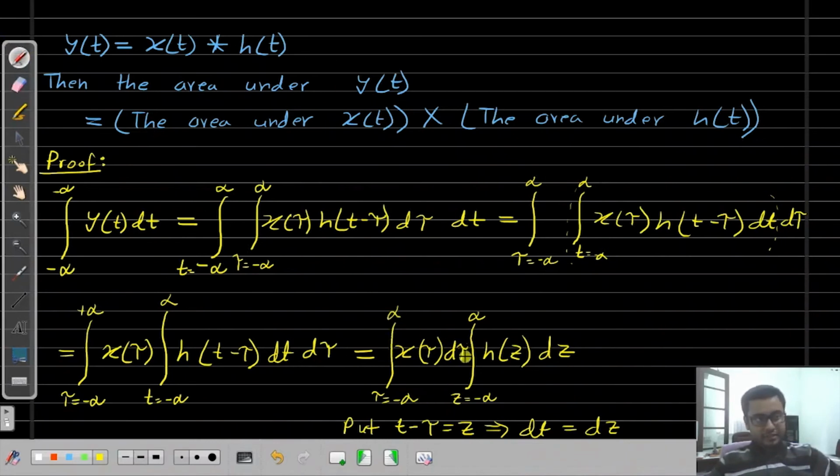So then this is the area under h and this is the area under x. So this becomes area under x multiplied by the area under h. That's the proof. But beside this mathematical proof, there is a more interesting way of visualizing this. A more interesting picture is like this.